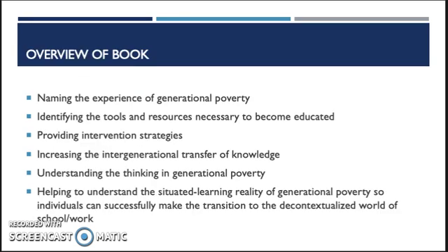The book focuses on helping the reader understand poverty by discussing the following 6 areas: naming the experience of generational poverty, identifying the resources necessary to become educated, providing intervention strategies, increasing the transfer of knowledge between generations, understanding the thinking one typically encounters in generational poverty, and helping to understand the reality of situated learning that occurs in generational poverty in order to help individuals make the transition to school or work.